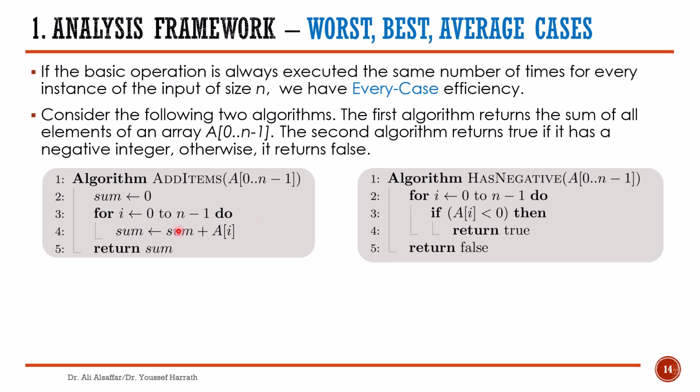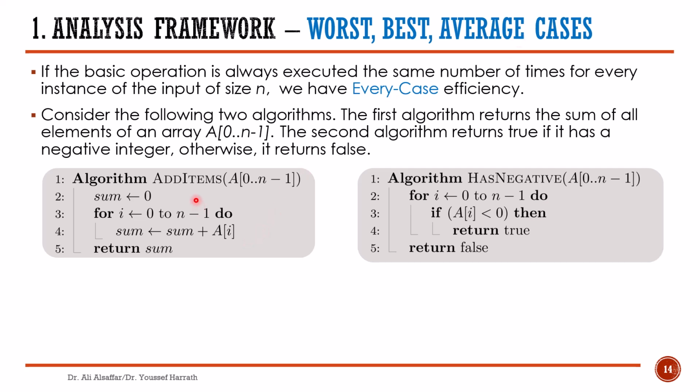And since it is repeated in every iteration of the for loop, the number of times this basic operation is executed is equal to the number of iterations of the for loop. Now, since the for loop goes from 0 to n-1, n times, then the number of times the basic operation is executed is also n times.